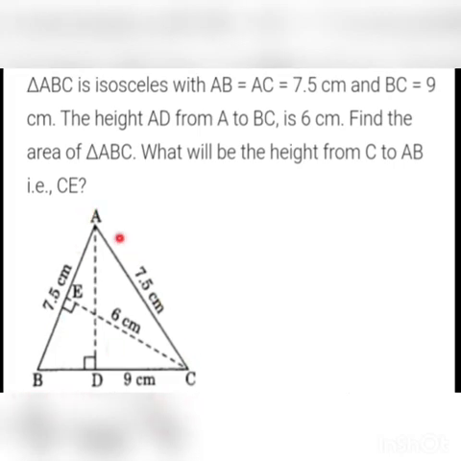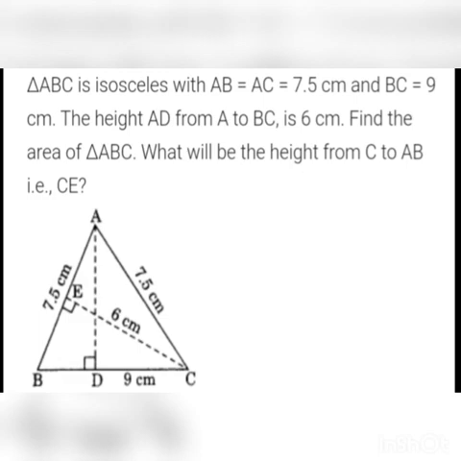ABC is an isosceles triangle. That means two sides are equal. Which are they? AB and AC, 7.5 centimeter, and the altitude AD is given as 6 centimeter, and this side BD is also given. What is the question? CE is the altitude, and we have to find the length of this CE. So it's a direct question, isn't it?